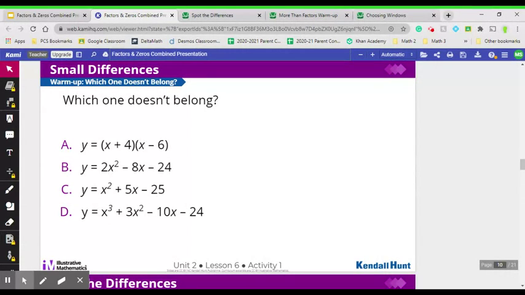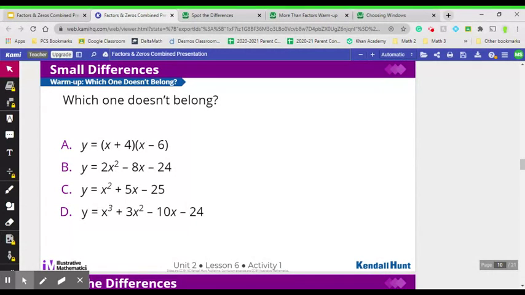So take a moment to consider choices A through D here of which one of these functions does not belong with the other three. Now, there's no wrong answer or right answer here per se, but you can make a case for two different of them, I think. So one case you can make is that choice A is the only one in factored form. So that would be a way that it could be sticking out from the other three. That's one answer you could have thought of. Another answer is that choice D might be the one that is sticking out to you.